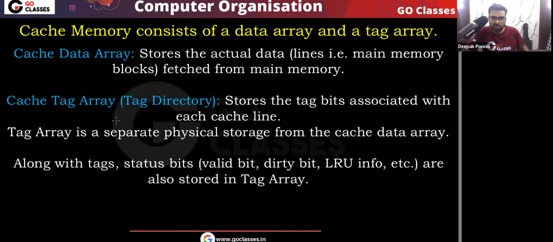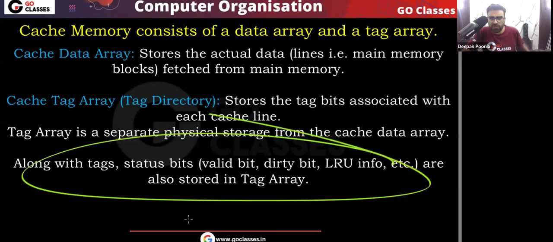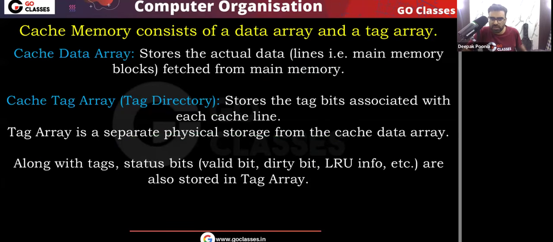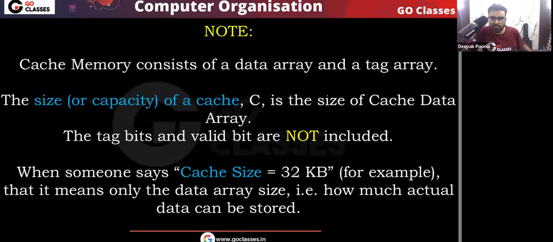And in this tag array, we store the tags associated with each cache line. Also we store the status bits like valid bit, dirty bit, LRU information, something like that. So all the extra information we put in the tag array. Very simple. By default, when we say that cache memory size is 32 KB, it means this is the data array size. This does not include the tag array size, or I can say tag directory size. Is this clear? Very simple.